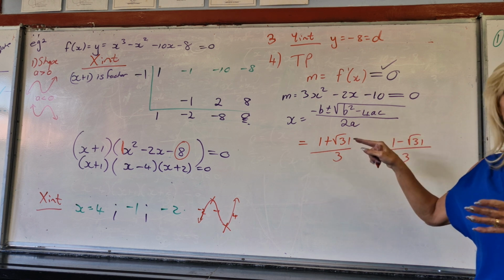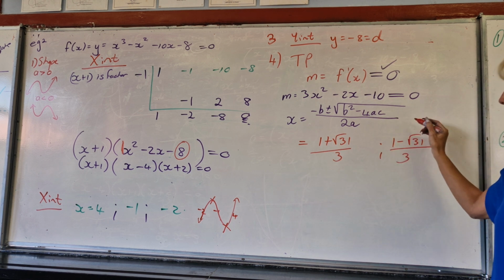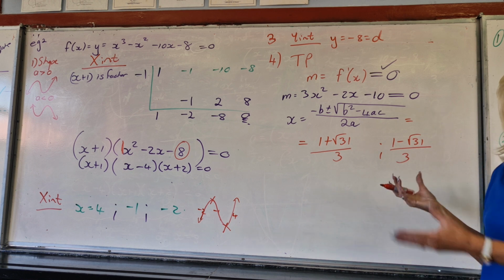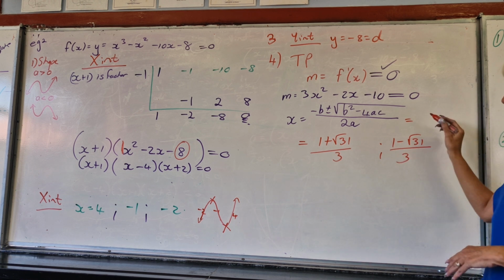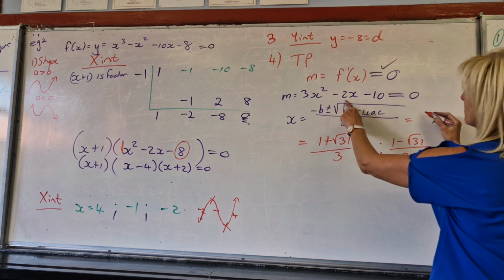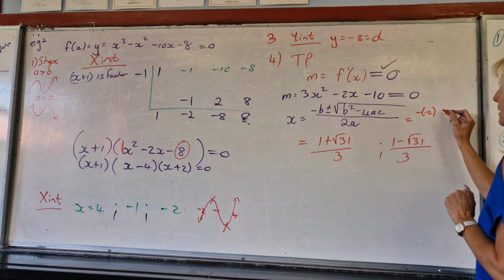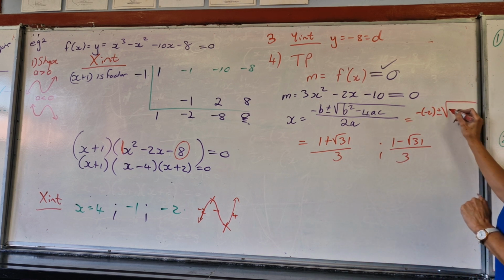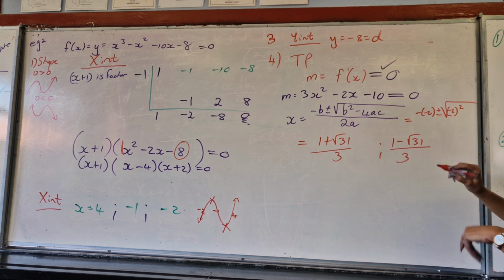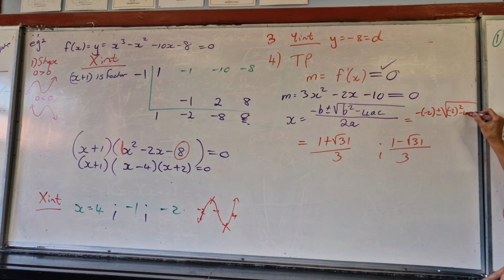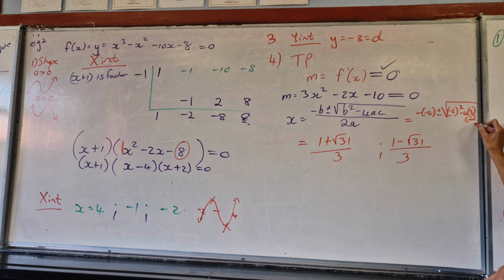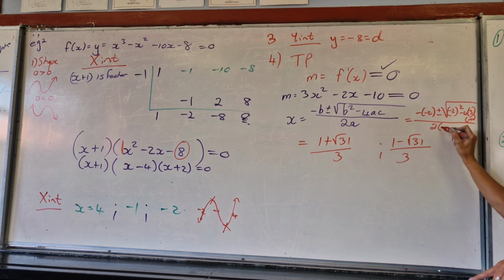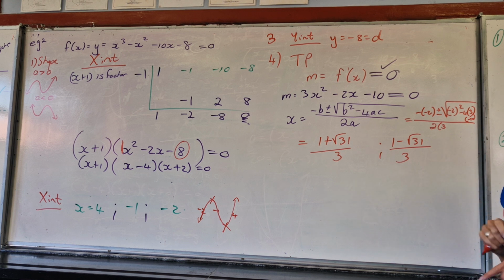And if you did use the formula, is this okay? I need to see you do it. Although the calculator gives me the answer, I need to see you going minus of minus 2 for the b part. And then b is minus 2 squared. Minus 4a is 3. And c is negative 10. All over 2 times 1, which is a 3. And this will be my answer.